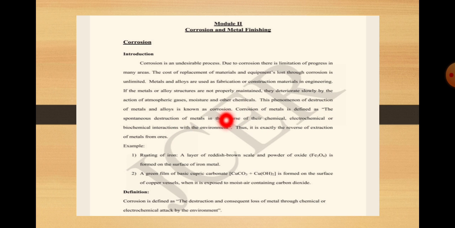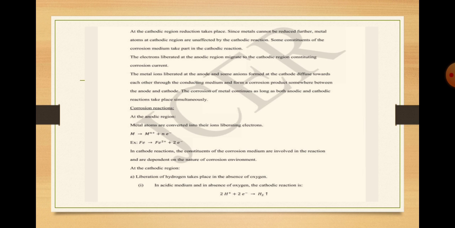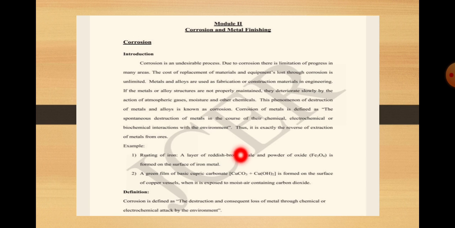So corrosion is simply defined as the spontaneous destruction of metals through chemical, electrochemical and biochemical interaction with the environment. Here you take metals, and these metals are attacked by chemicals, electrochemicals or biochemicals in the environment. This is the definition of corrosion. Examples are rusting of iron and the green film of basic cupric carbonate. So corrosion is nothing but destruction and loss of the metal by chemical and electrochemical attack from the environment.